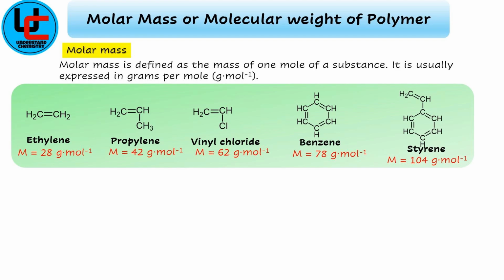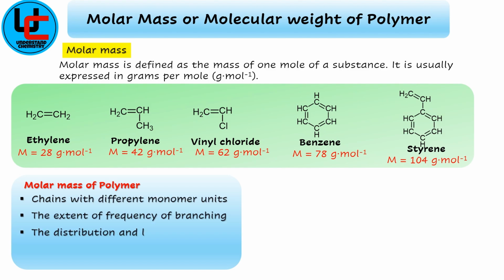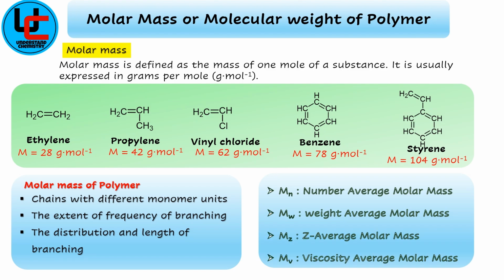But this is different in case of polymers. Polymers are composed of chains that may vary in number of monomer units, the extent and frequency of branching, the distribution and length of branching. This means polymers do not have a precise structure or molar mass. Instead, their molar mass is described using several statistically determined averages. These are number average molar mass, weight average molar mass, Z average molar mass, and viscosity average molar mass. Each type of molar mass has its own significance.